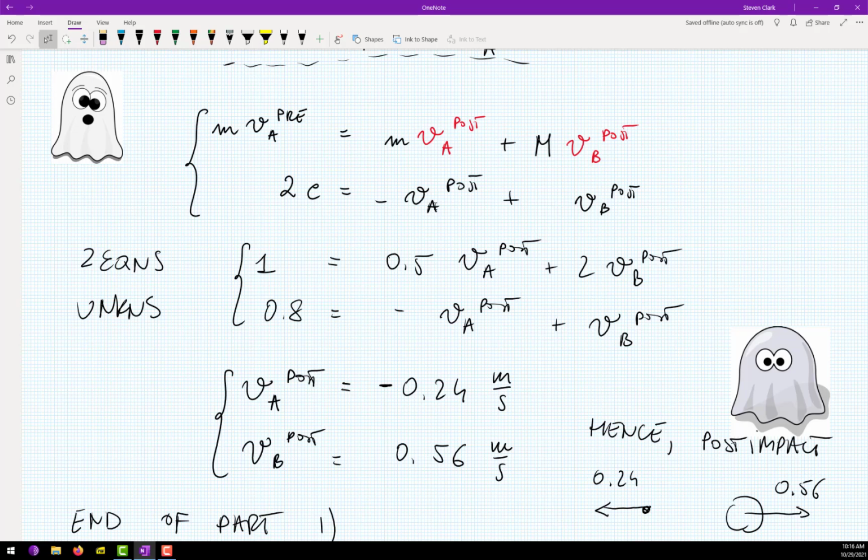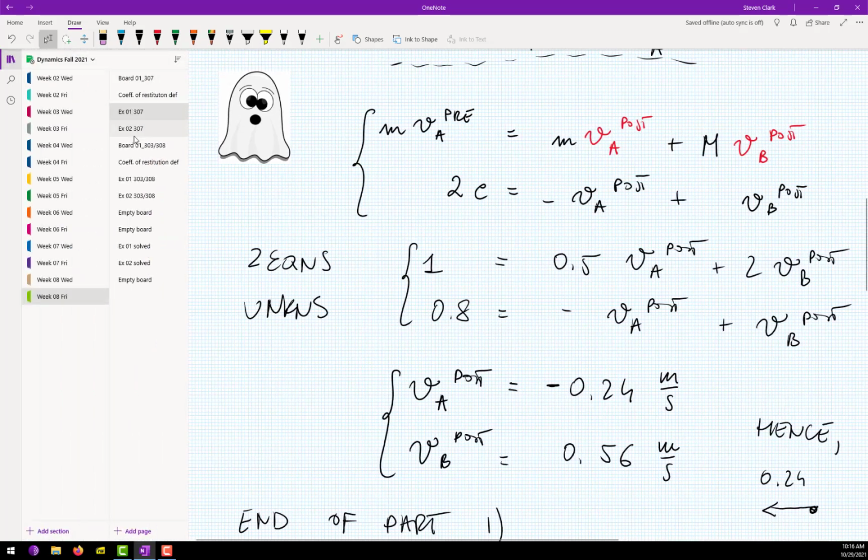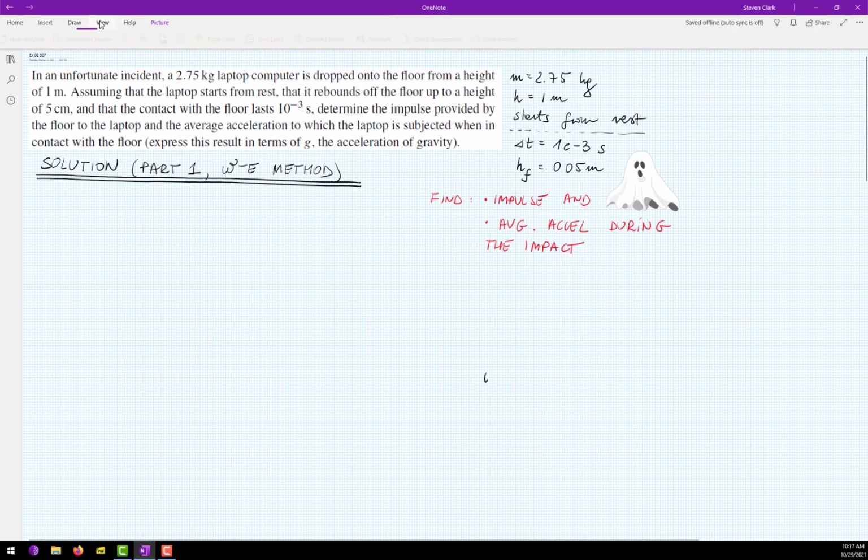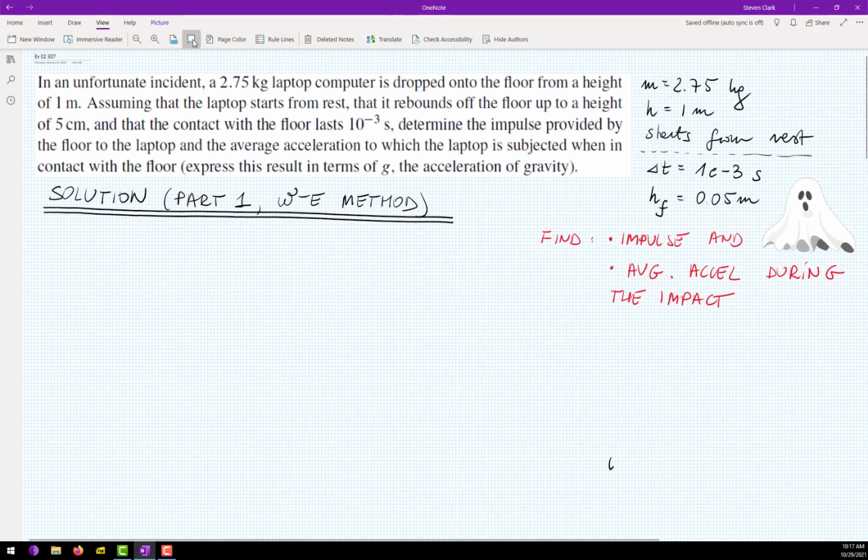Okay, guys, in case there are no questions, we can do example number 2. As usual, please familiarize yourself with the problem statement before we start our solution.